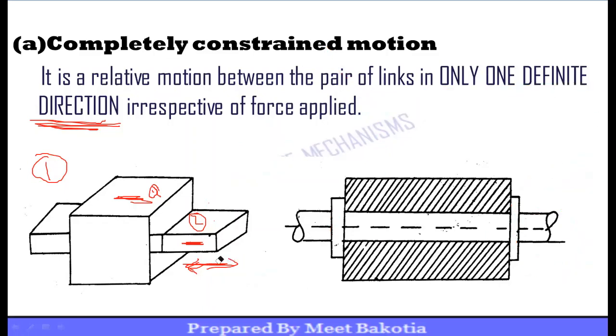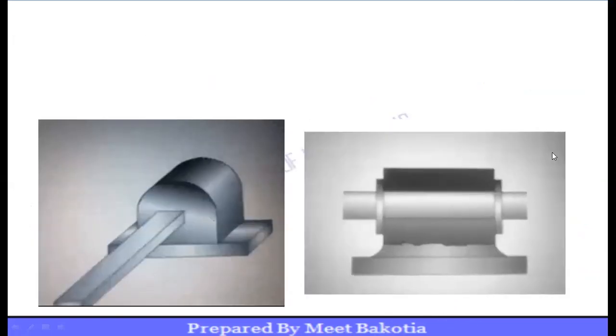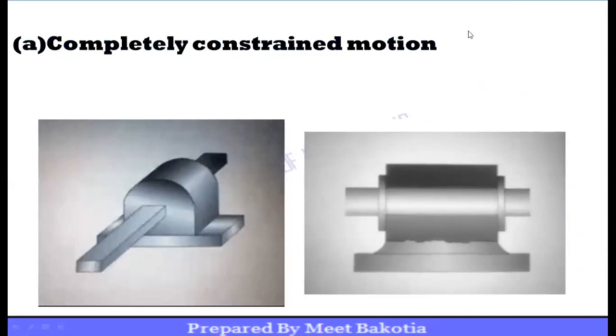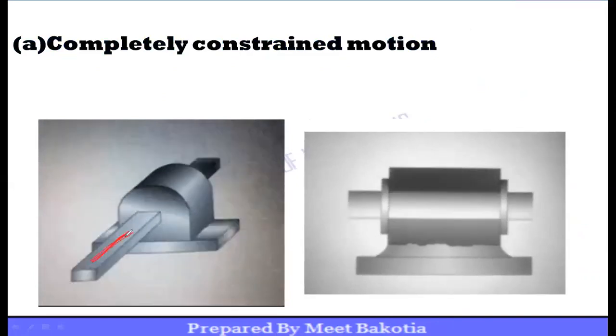I'll show you this with one example again. So you can see here completely constrained motion. Let me show you in this diagram. This is a bar which is sliding in a slot. You can see only one direction is there, which is linear motion. Same way, this shaft is only having one motion, which is rotary motion, right? It cannot reciprocate because it is fixed over here by the bars. So it can only rotate.